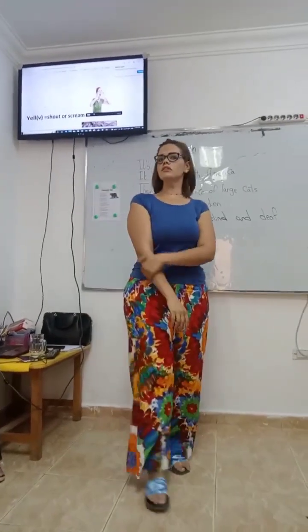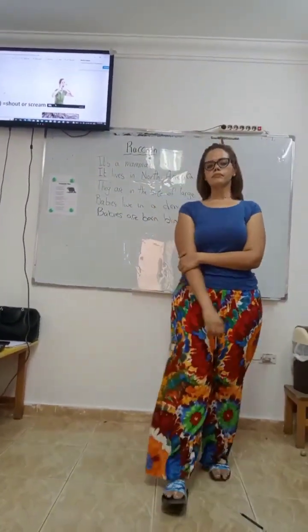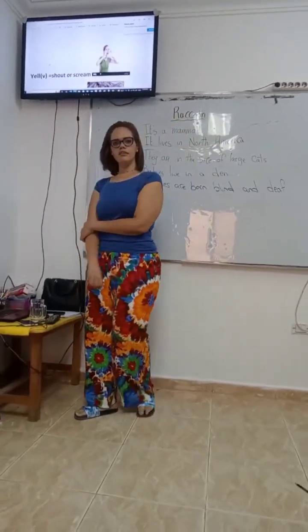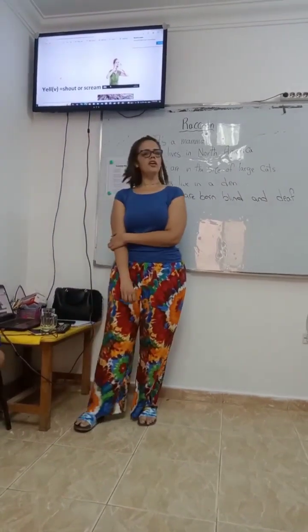Okay, I want a girl. Could you read paragraph number 4? A mask of gold. A mask of fur around my eyes.